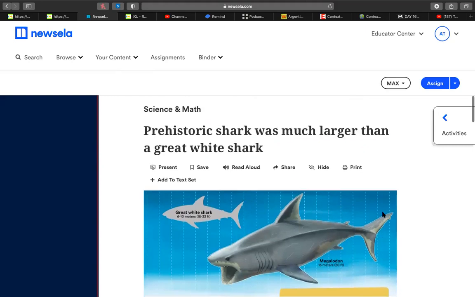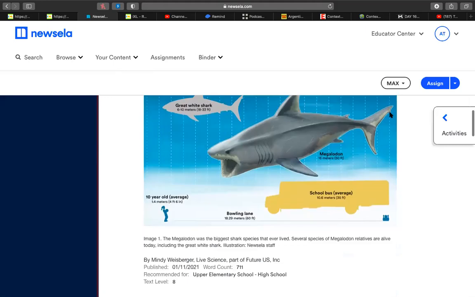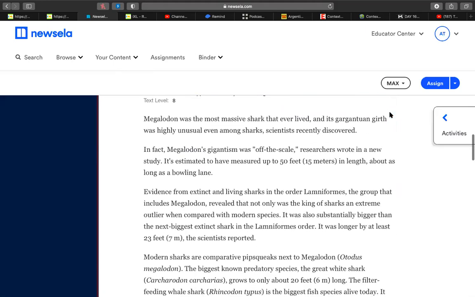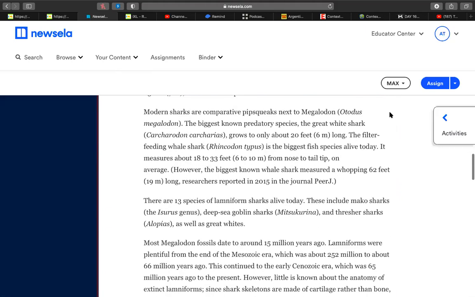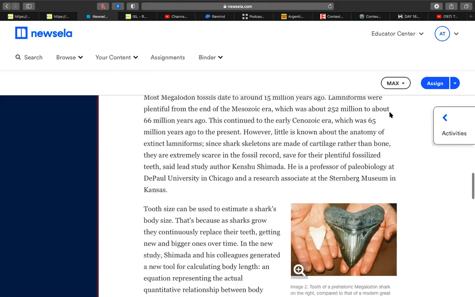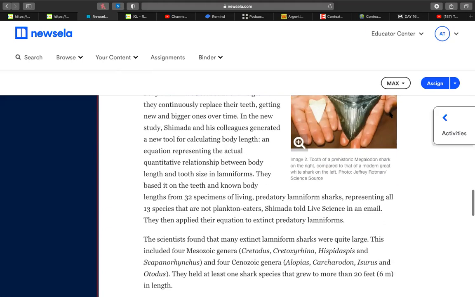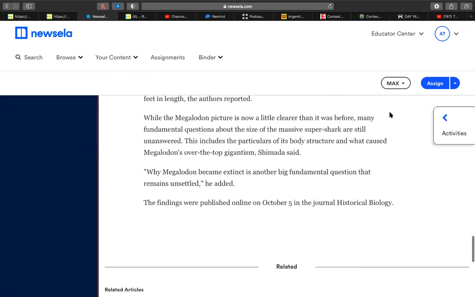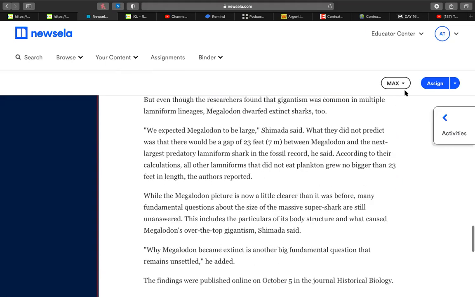First off, we are at the max level. We can do the max together, but I wanted to show you what the max looks like, right? 711 words, 8th grade level. Usually it's at the 12th grade level. We have all these more intricate words in each paragraph, which is a multi-sentence paragraph, except for that last one.